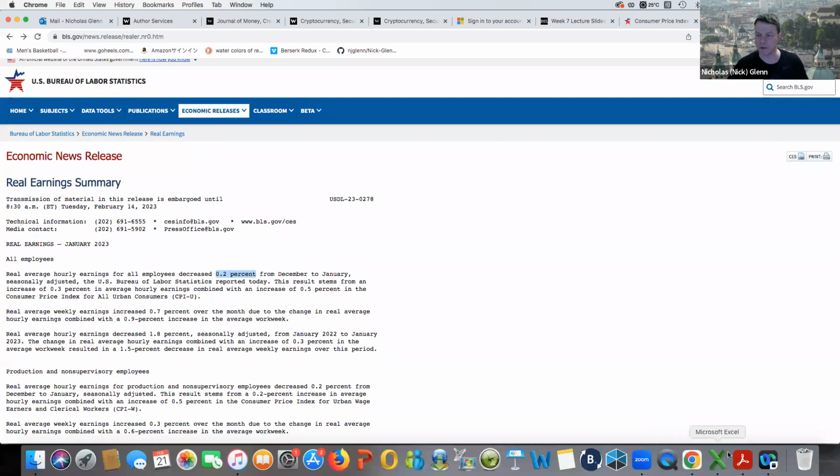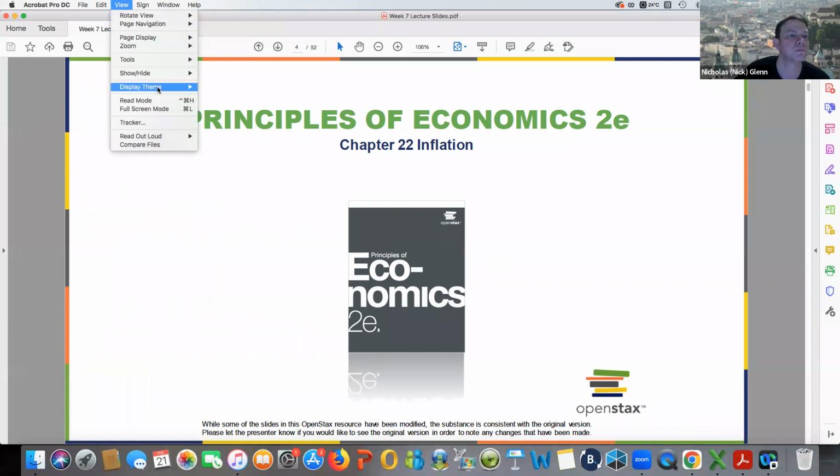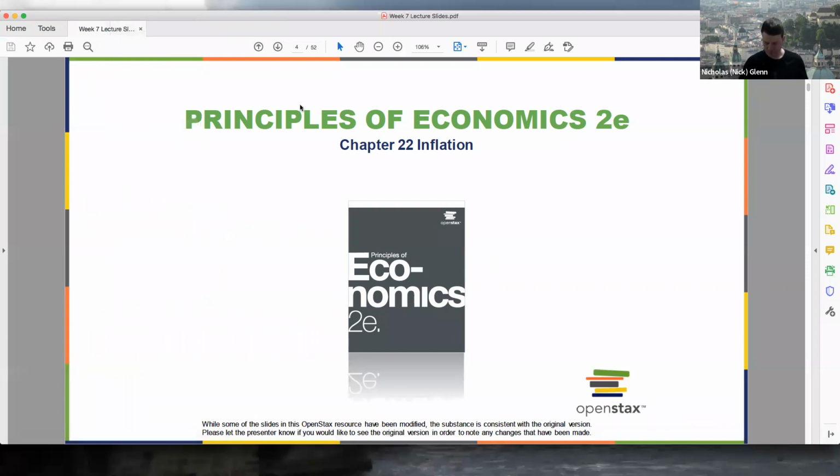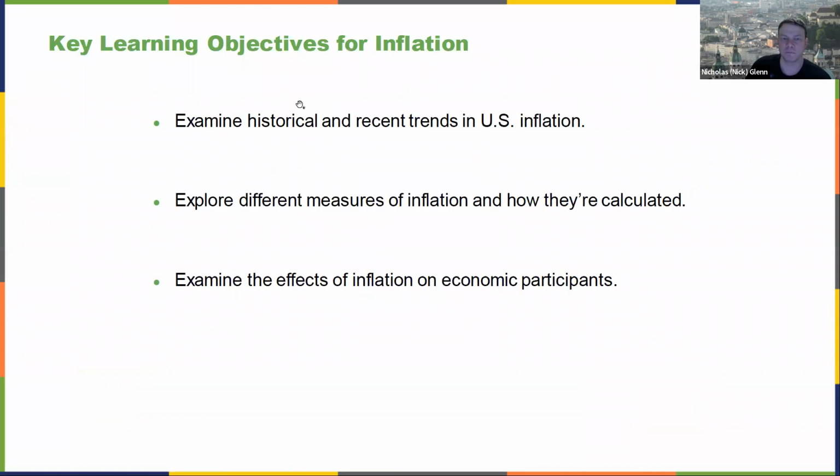So we'll go ahead and start. Go back to our slides here. Okay, so this will come from chapter 22. So we'll look at some historical and recent trends in U.S. inflation. We'll talk about these different measures of inflation, what they did to calculate them. We'll talk a little bit about the effects of inflation on the economic participants here.